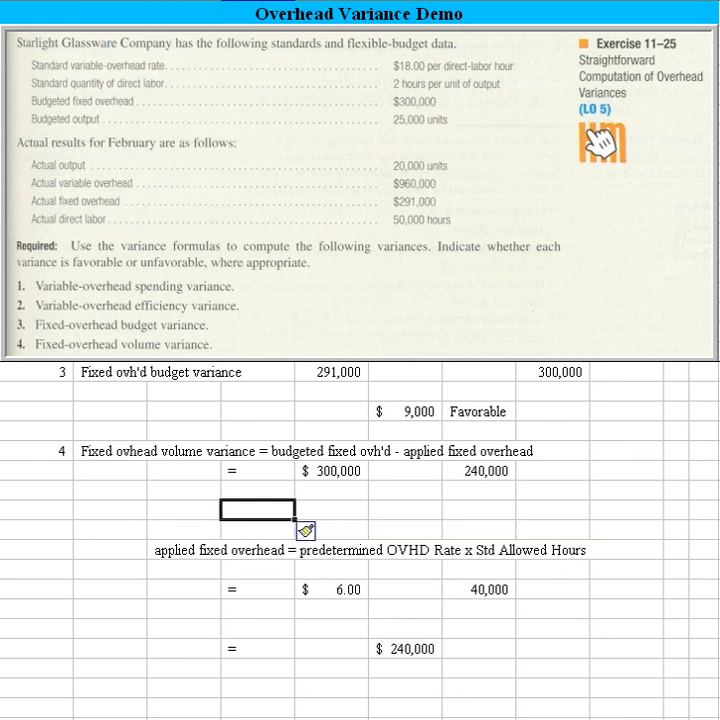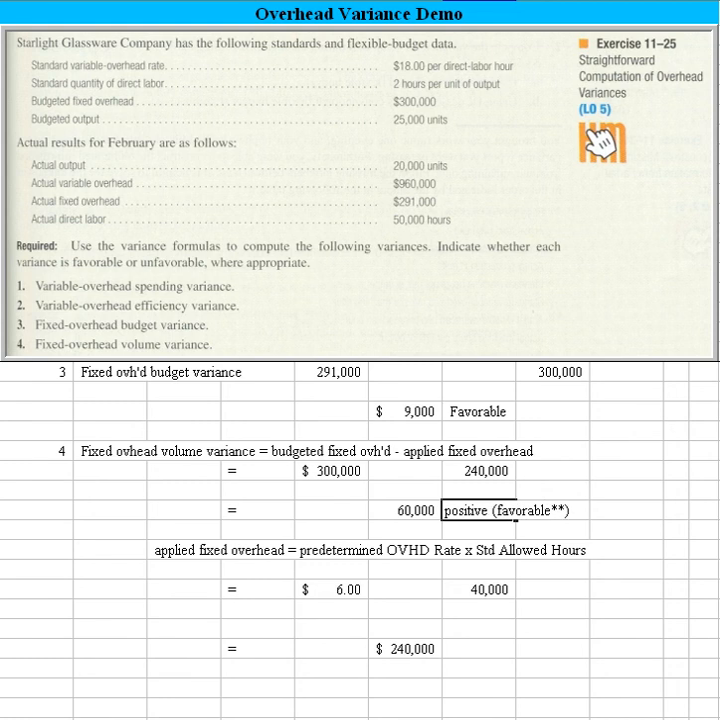I'll slide this again. And our answer here then is going to be equal to 300,000 less the 240,000. Now some people would say this is favorable. That's sort of a matter of opinion. Output was different than what we would have expected. Calling it favorable may not be the best interpretation. What we may want to call this instead is just a positive variance.